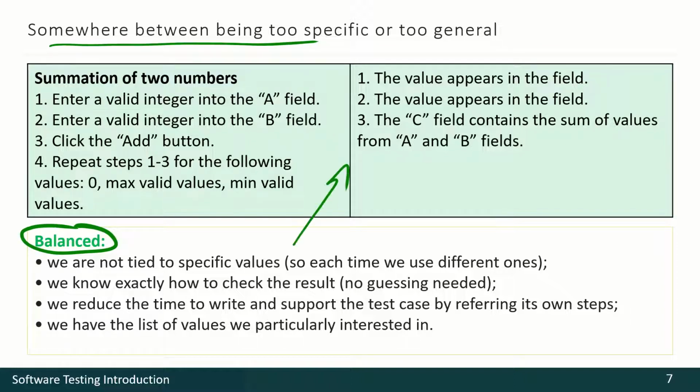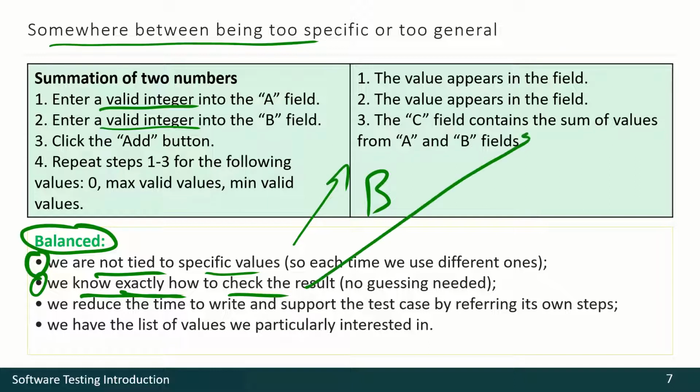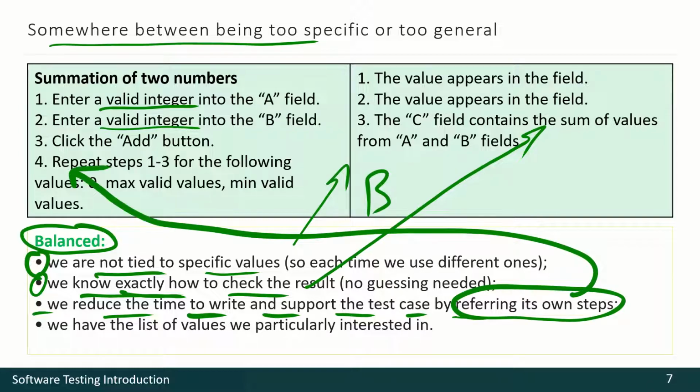And this test case is balanced. Here we are not tied to specific values. You see only valid integer. And the testing specialist may choose a valid integer, any valid integer he likes. We still know exactly how to check the result. Here it is. We reduce the time of writing and support by referencing our own steps. Here it comes. And we have a list of specific values we are interested in, like maximum valid values, minimum valid values, and zero. Here it is.